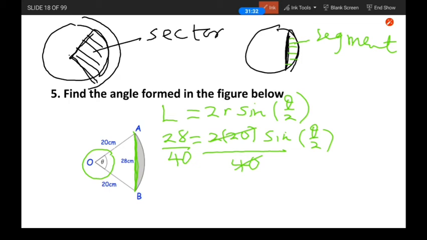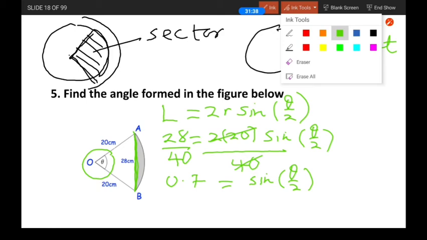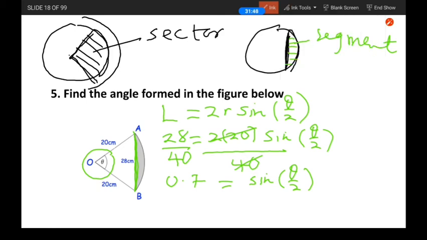So 28 divided by that will give us 0.7, and that we have sine theta over 2. Now to remove sine from the right hand side, what are you going to do? You will do sine inverse. You press your shift, then you press sine, then you put 0.7. So we have theta over 2, right?